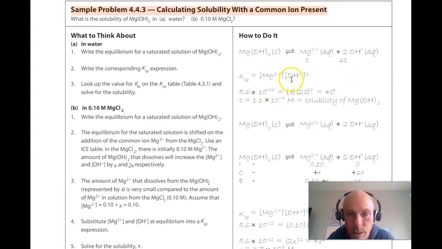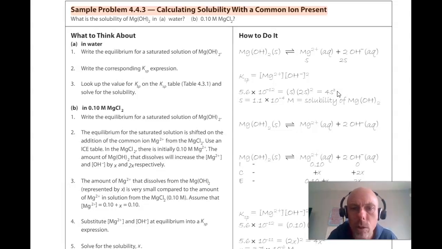Magnesium's concentration to no exponent, hydroxide's to an exponent of 2, given the coefficient of 2. We then set that equal to the Ksp for magnesium hydroxide, which again is obtained from the table in section 4.3. And that's 5.6 times 10 to the minus 12. We substitute in for magnesium S and for hydroxide 2S, because remember, when you square 2S, it's really 4S squared times another S is 4S cubed. So if you divide 5.6 times 10 to the minus 12 by 4 first, and then take the cube root of it, we get the value for S, which is the concentration of magnesium.